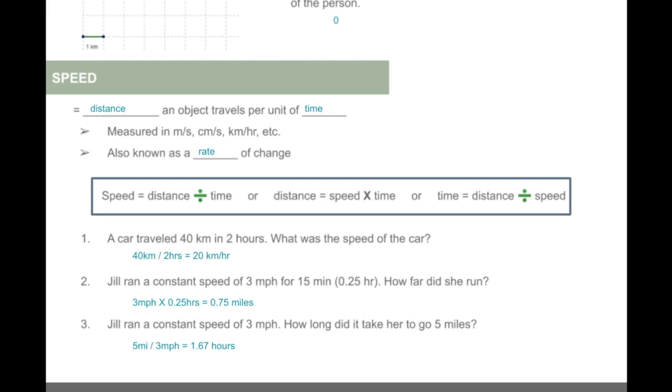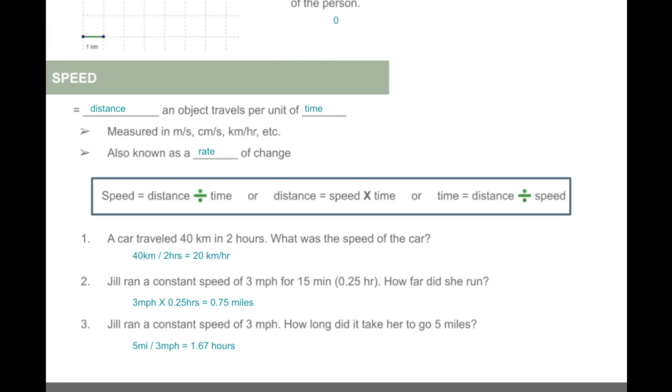Continuing on with 2.1 motion and speed notes, we're going to go over speed today. So speed is just the distance an object travels per unit of time. It can be measured in meters per second, centimeters per second, kilometers per hour, miles per hour. It's also known as a rate of change.